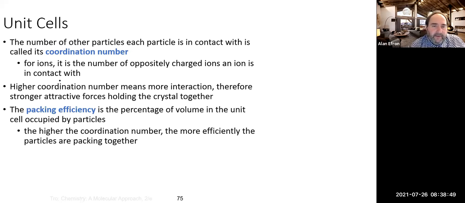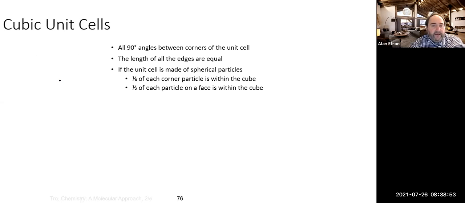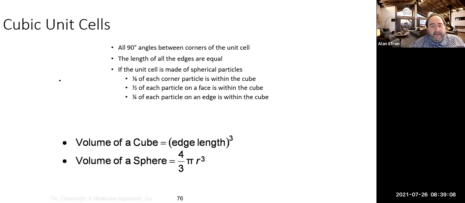So let's talk a little bit about cubic unit cells, which are the ones we're going to really focus in on, and some of the important information there. First off, they're all 90 degrees between corners of the unit cells. The length of all of the edges are equal to each other. And the unit cell is made up of a couple different things.